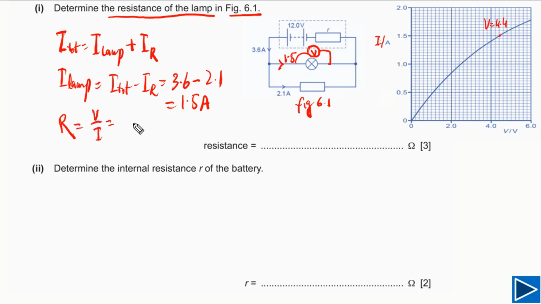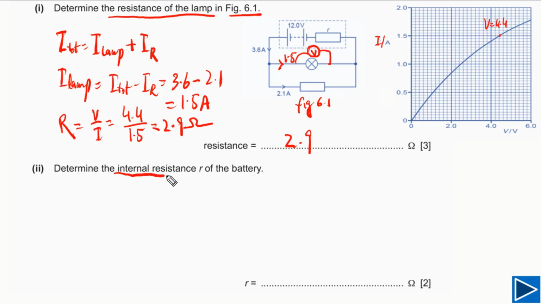So R we can simply calculate by V over I. Means simply we can use Ohm's law. So this is 4.4 divided by I, and I is 1.5. If we solve this one, our final answer will be 2.9 ohm. So we can write down here our final answer is 2.9.